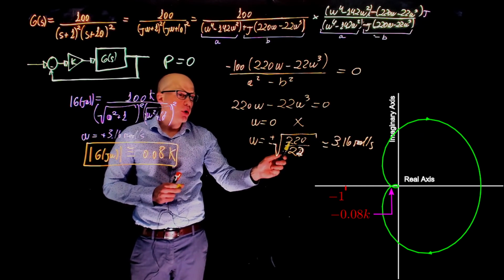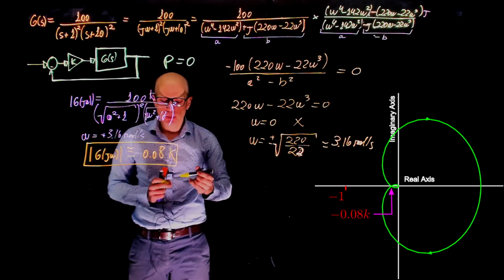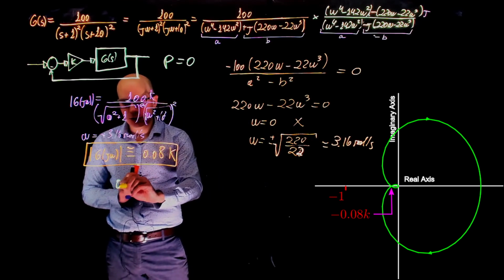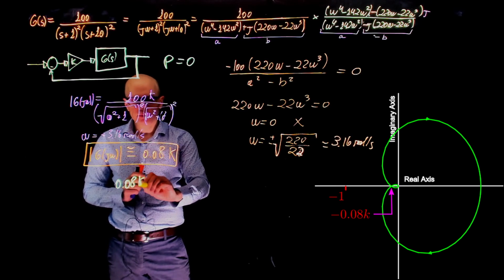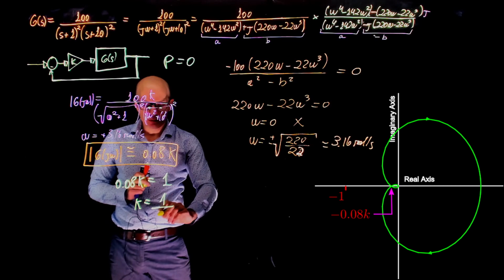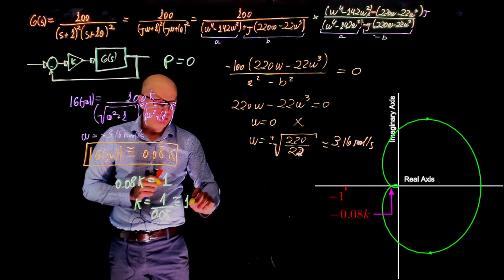How do we make that point move towards -1? Well, we want this value to be 1. We want the magnitude, the distance from the origin, to be 1. So we have 0.08 K equals 1, K equals 1 over 0.08. And this is approximately 12.